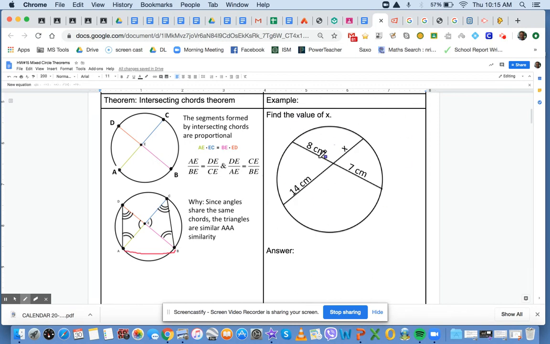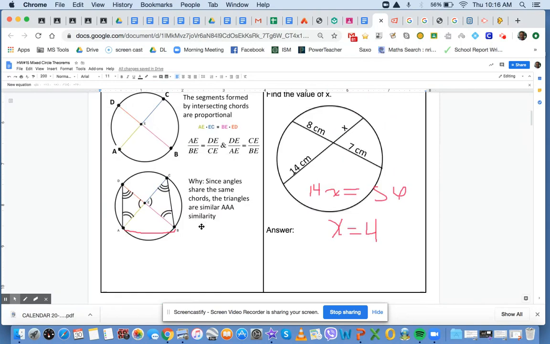Okay, so let's look at over here as an example. We've got two chords intersecting, and so we know the product of their segments are equal. So we can say that, well, 8 times 7 is 56, and then here we have 14x. So 14x is equal to 56. So that's leaving us with x is equal to, I believe, 4. x is 4. Okay? And moving on.